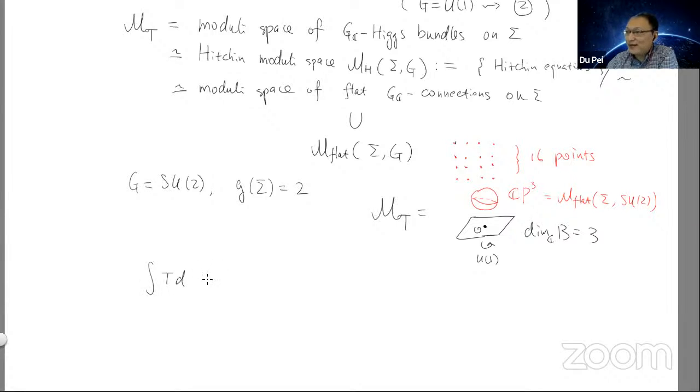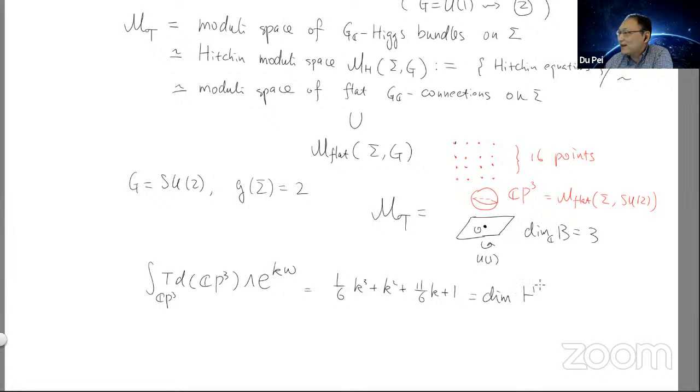For example, if one computes the following integral on CP3, one recovers the Verlinde formula for this genus 2 surface, given by this polynomial in K. And this can be identified with the dimension of the space of holomorphic sections of the line bundle O^K on CP3. And this can also be identified with a partition function of a 2D TQFT on sigma.